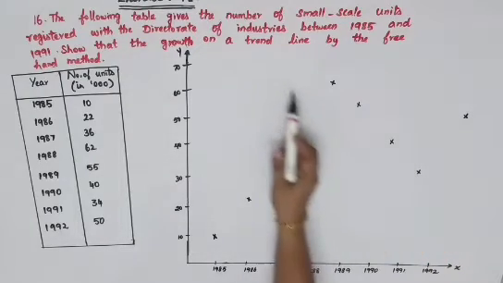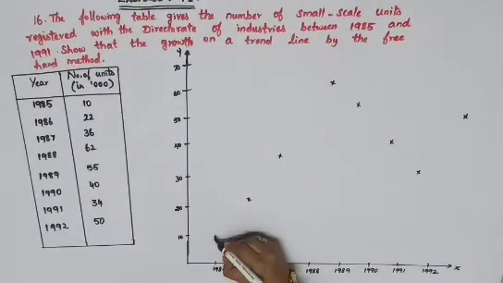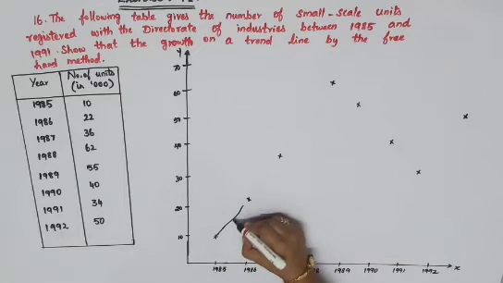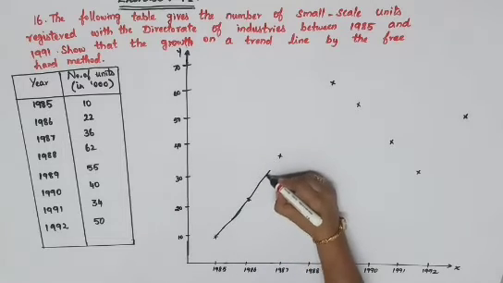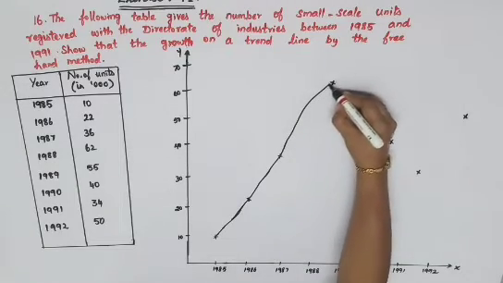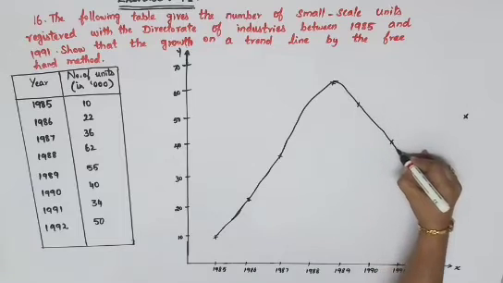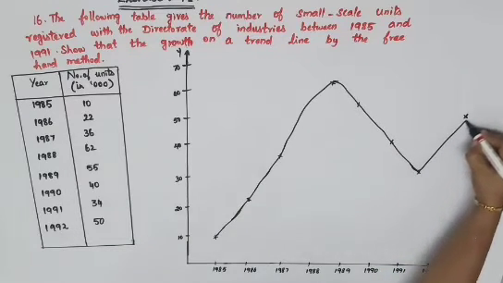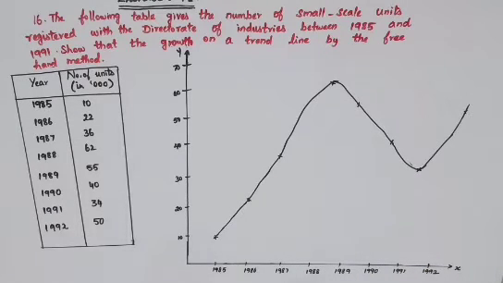So freehand method only they have asked. Okay, find the trend line by the freehand method. So we'll just try to join these lines. With the freehand only they have asked. So you can just join it with your hand itself. Okay, straight like this. Trend line you will have to draw.